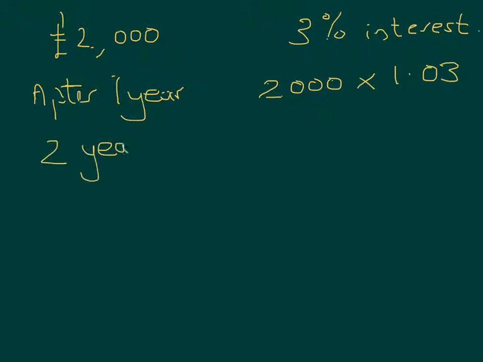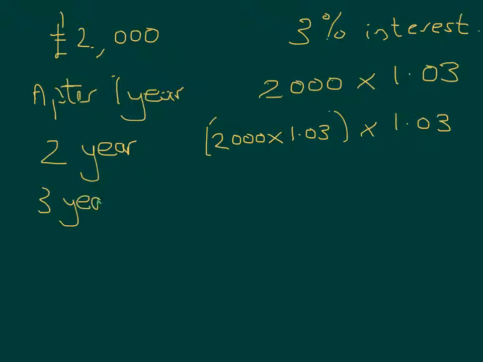Well, after 2 years, I want to take what I've got in my account from previous years, so that's whatever that turned out to be, and then I want to increase that by 3% because I get 3% on all of that, so I'm going to times it by 1.03 again. After 3 years, well, I'll take everything that I had in my account last year, multiplied by that's from my last year, and now this year I want to times that by 1.03 because I've got another 3% on everything that's in my account.